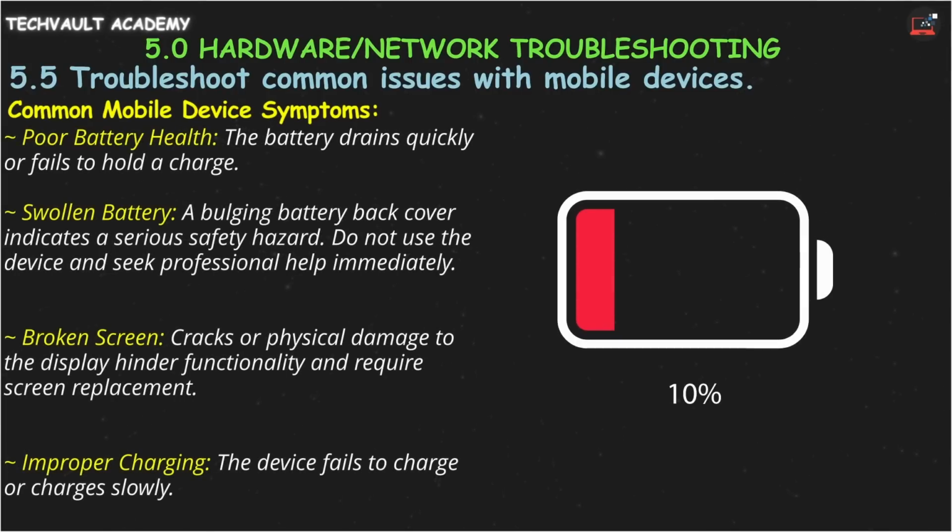Poor battery health. The battery drains quickly or fails to hold a charge. Swollen battery. A bulging battery back cover indicates a serious safety hazard. Do not use the device and seek professional help immediately. Broken screen. Cracks or physical damage to the display hinder functionality and require screen replacement. Improper charging. The device fails to charge or charges slowly.